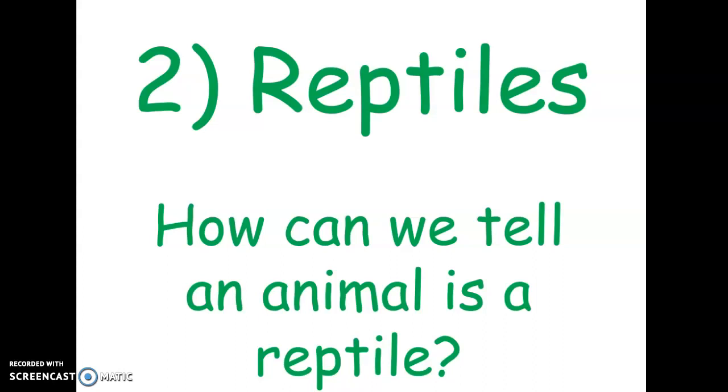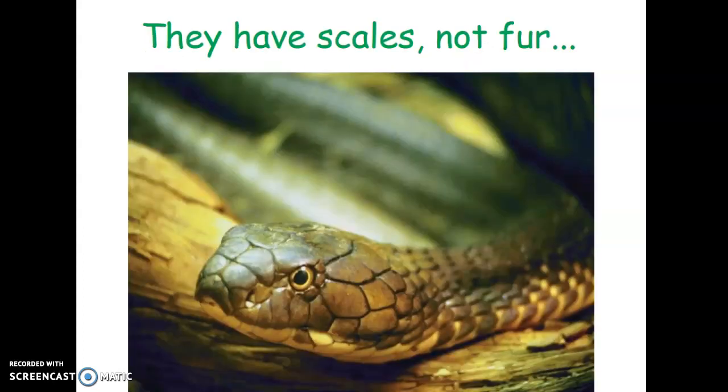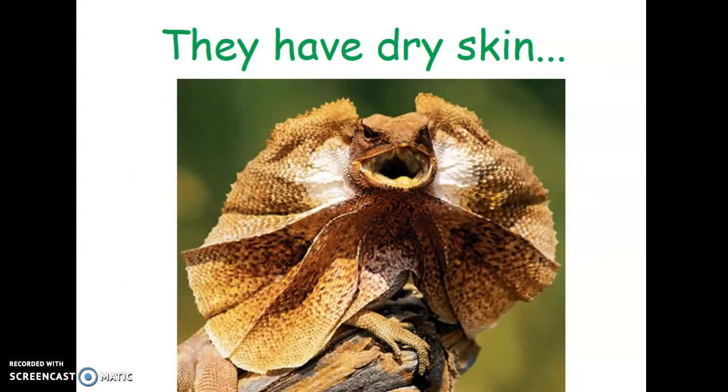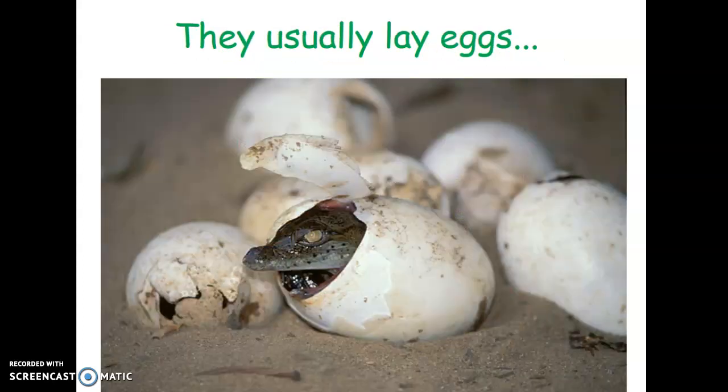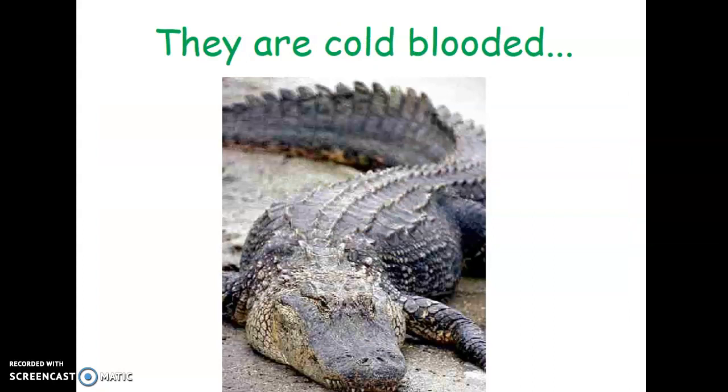Now, the next one is reptiles. How can we tell if an animal is a reptile? Well, they have scales, not fur like mammals do. They have very dry skin. They usually lay eggs. And they are cold-blooded.